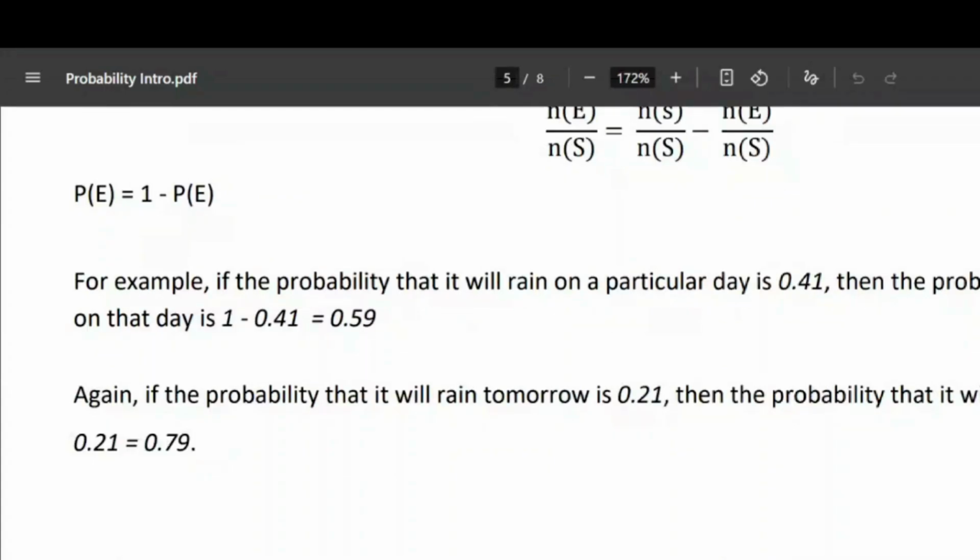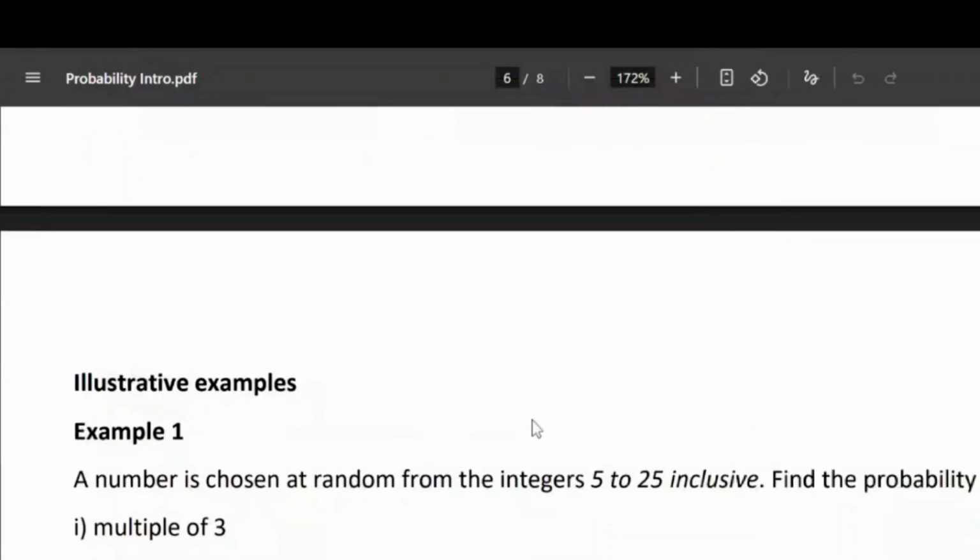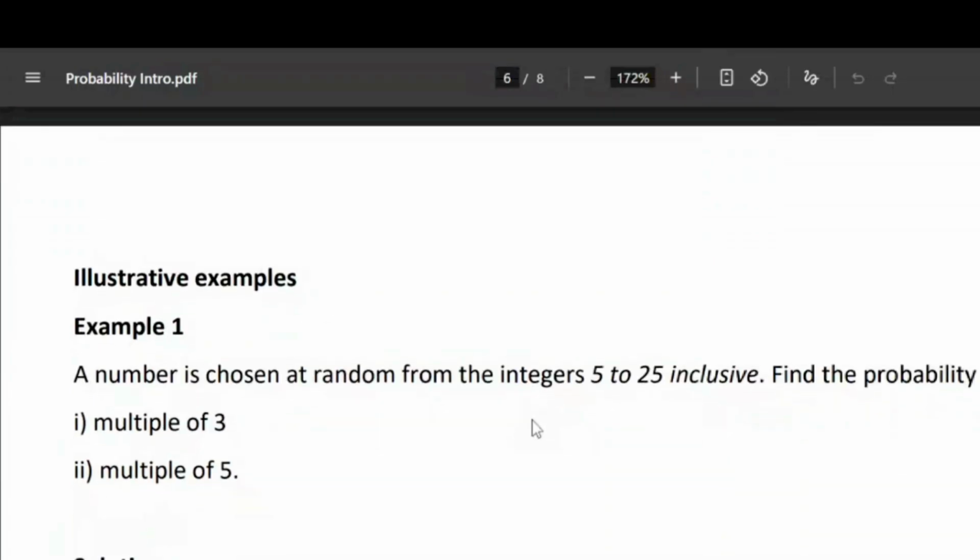There's another probability there that it will rain tomorrow. That's 0.21. Then the probability that it will not rain will be 1 minus 0.21, which gives you 0.79. Any questions so far? We are now getting to the gymnastics.